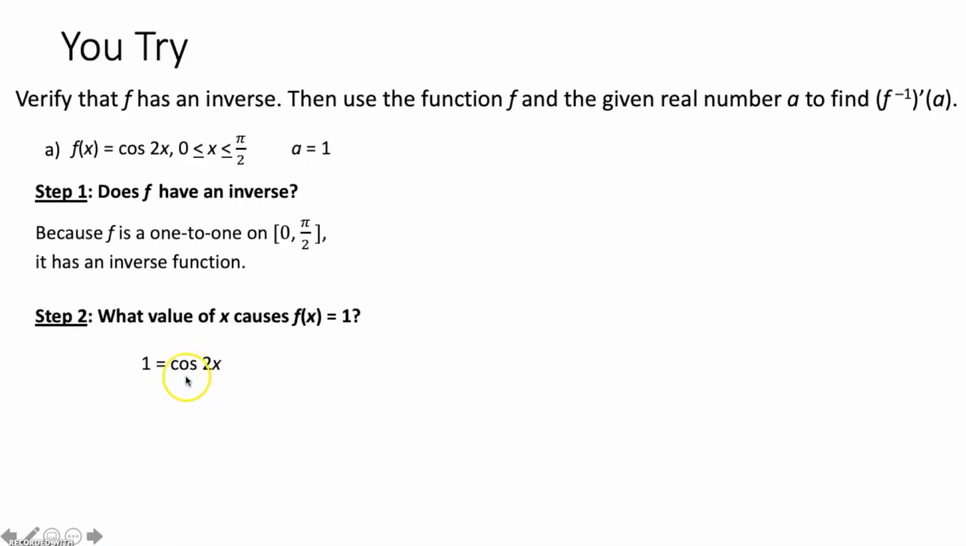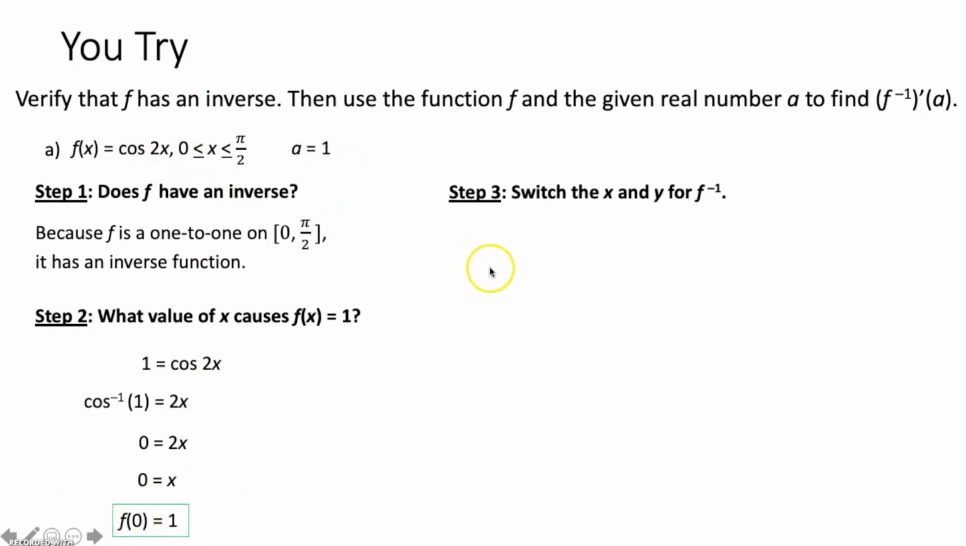So how do I solve this? I take the arc cosine, or inverse cosine of both sides. What's the inverse cosine of 1? Well, remember, that's just going to be 0. Then we divide both sides by 2, and we get x is equal to 0. This means that at x is equal to 0, this function is equal to 1. So f of 0 equals 1, we take that into step 3, where we switch the x and the y, and instead make it f inverse of 1 equals 0.